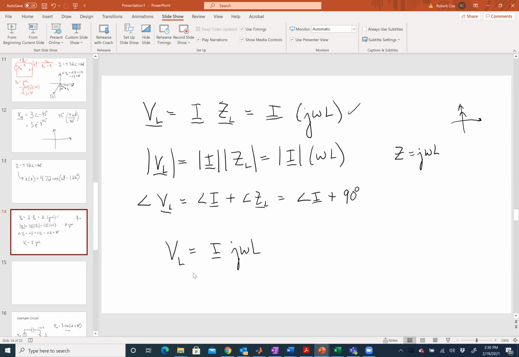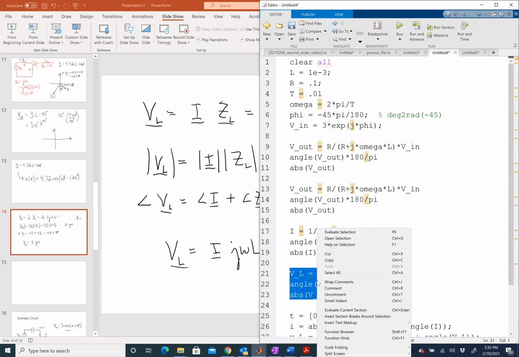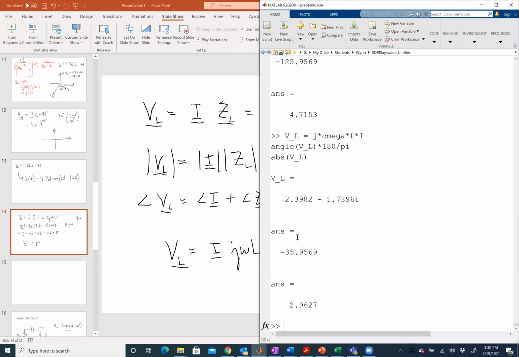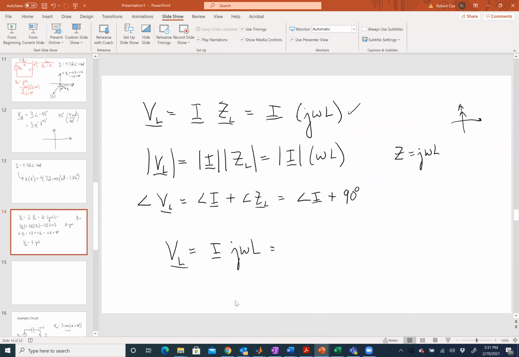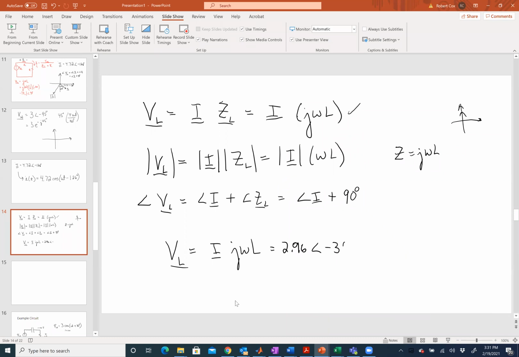So V sub L, the phasor, is equal to I, the phasor, times j omega L. And I calculated that over in my MATLAB as well. All right, so here it is. V sub L is j omega L times I. That was my phasor, and I calculated the angle and the magnitude of it. So I do that, I look at my answer. It's negative 36 degrees and 2.96 volts. So this guy is 2.96 volts with an angle of negative 36 degrees. Okay, exactly where we would have said it was going to be. So it totally matches our expectation.